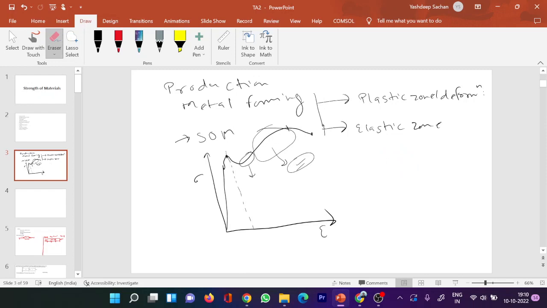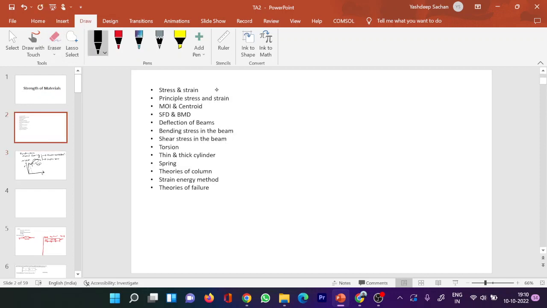Now coming to SOM, what we are going to cover. First, we will cover various types of stress and strains, and whatever types are available. After that, the principal stress and principal strain part will go. Here we will stay for 2 classes, and here it will take 1 to 2 classes. Here 1 class will be spent, and in 2 to 3 classes all types of SFD and BMD will be covered. After that, deflection will take two classes. After that we will finish quickly, because this is the major part. So today we'll be starting from stress and strain.